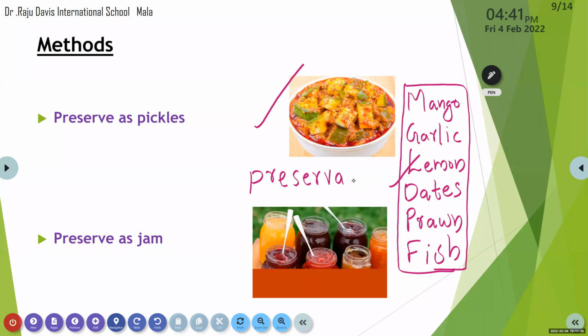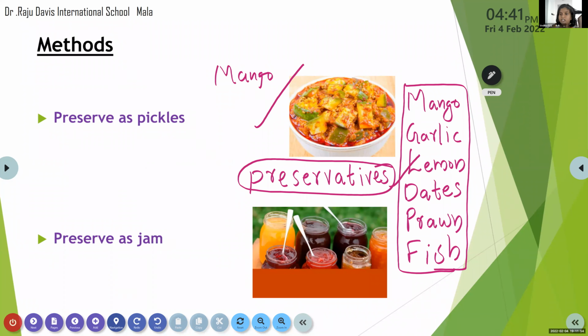Ma'am, preservatives. Okay, we add preservatives. So for making this pickle, which preservative do we add? My question is, in order to make this mango pickle, which are the things we need? You know, ma'am, chili, mango powder, mango.